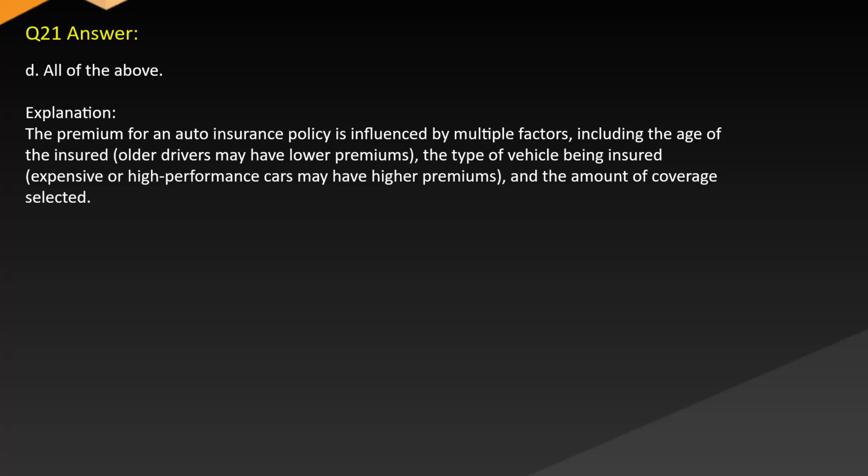Answer: D. All of the above. Explanation: The premium for an auto insurance policy is influenced by multiple factors, including the age of the insured. Older drivers may have lower premiums. The type of vehicle being insured matters too: expensive or high-performance cars may have higher premiums. So does the amount of coverage selected.